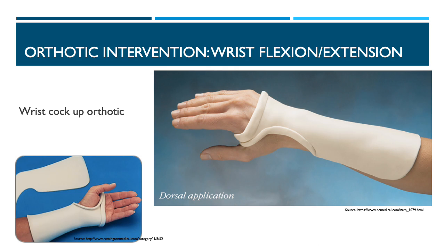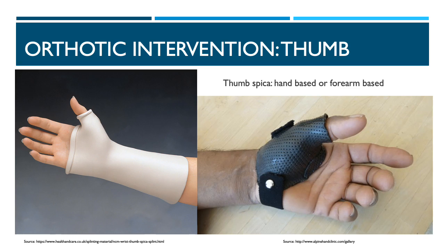For wrist flexion extension, the basic is the wrist cock-up orthotic. This just shows that you can position it on the volar or dorsal side. You can use this for carpal tunnel syndrome, wrist fractures, or tendinopathies of the wrist. These are different versions of thumb spica orthotics. So there's the forearm-based or the hand-based, depending on what structures are involved. This could be used for patients with de Quervain's tenosynovitis, CMC arthritis, scaphoid fractures, or UCL or RCL tears of the thumb.